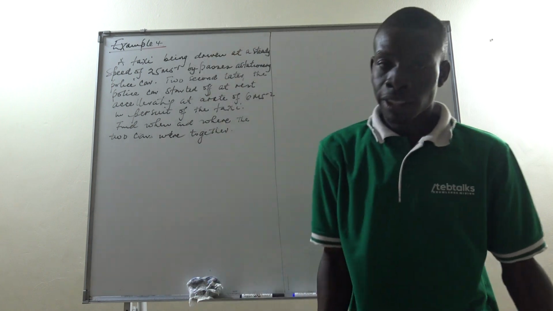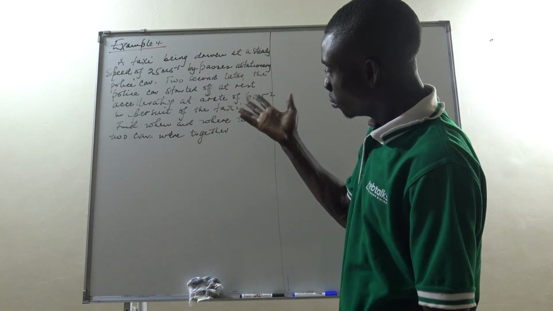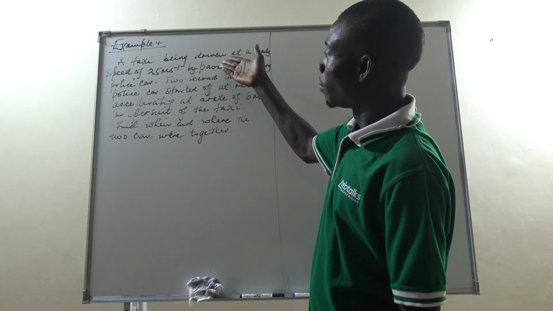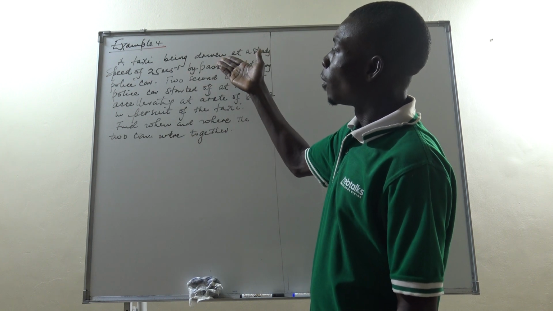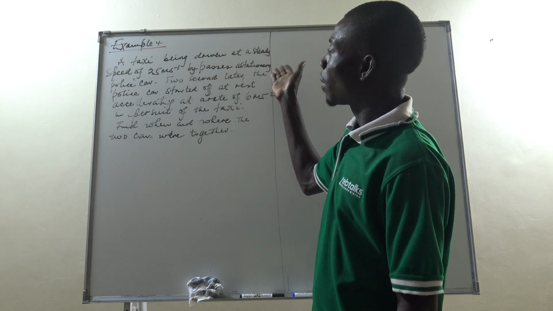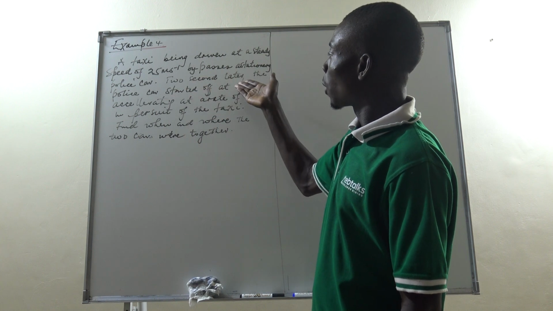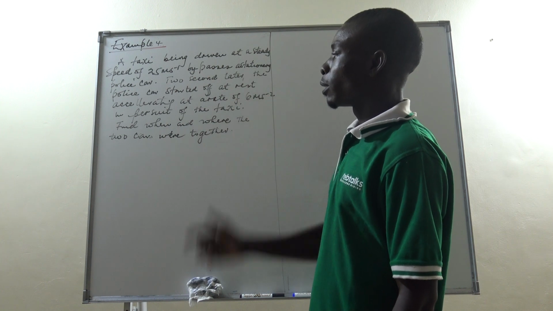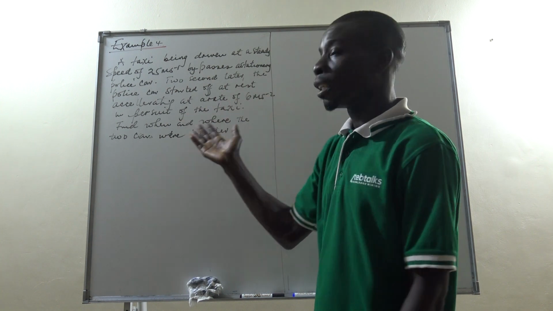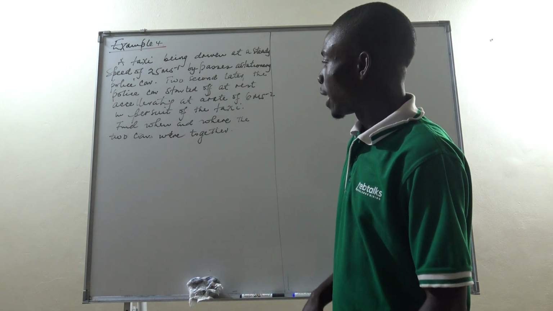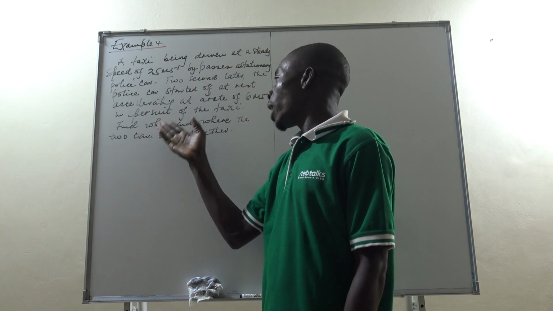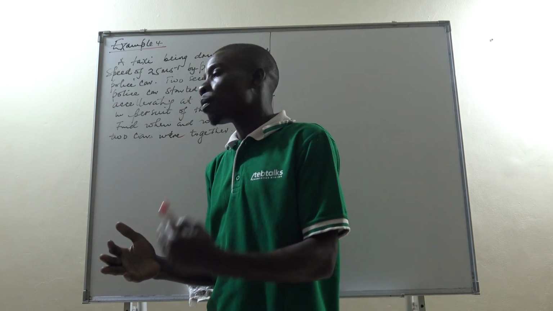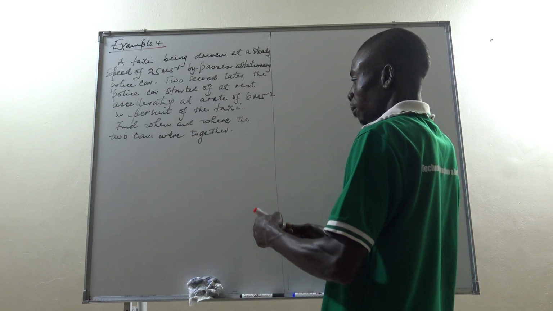So this is our last example under the application of the equation of linear motion. It's saying that a taxi being driven at a steady speed of 25 meters per second bypasses a stationary police car. 2 seconds later, the police car started off at rest, accelerating at a rate of 6 meters per second squared in pursuit of the taxi. Now the question is, find when and where the two cars were together. So when we're talking about when, we are looking at the time, and where, the distance covered.